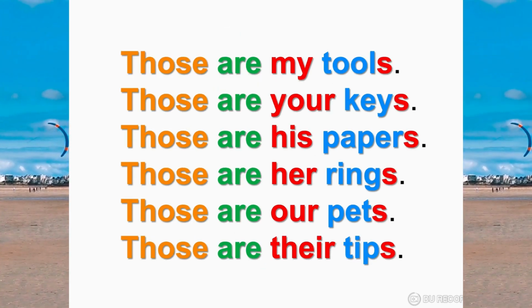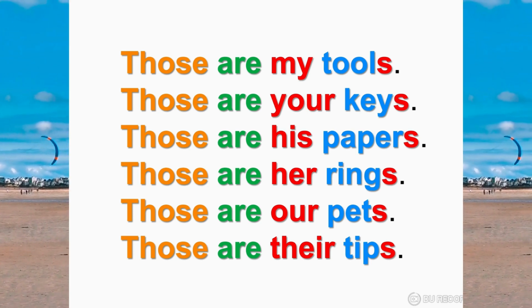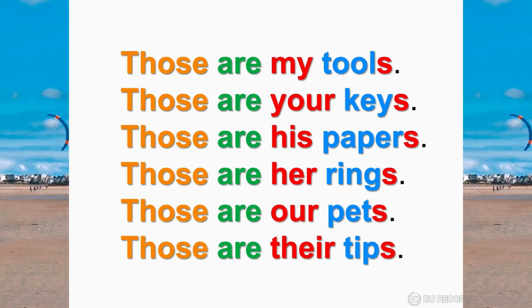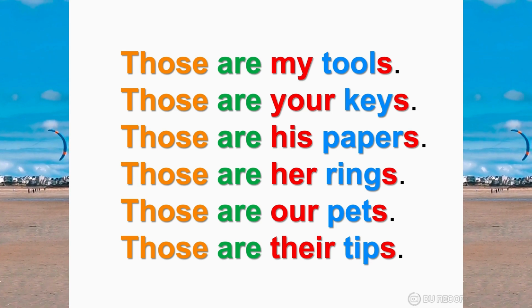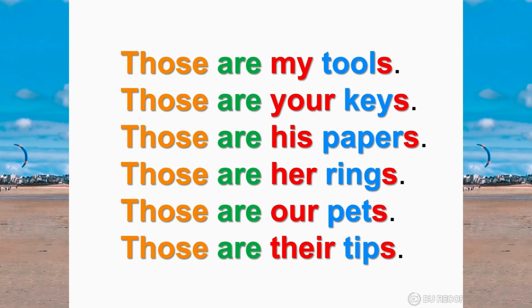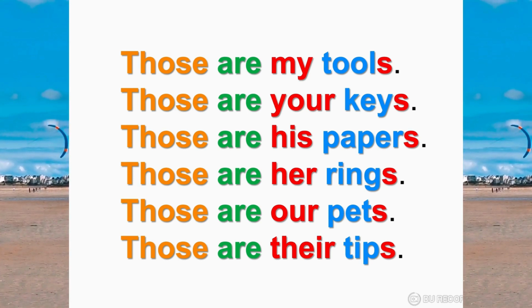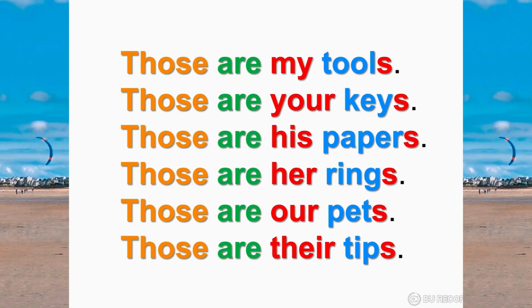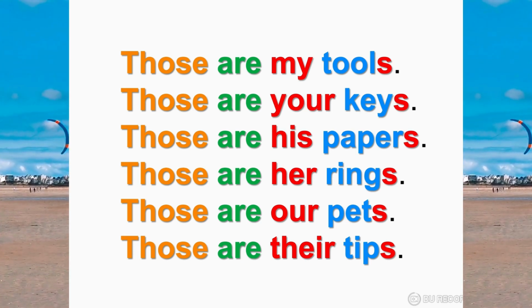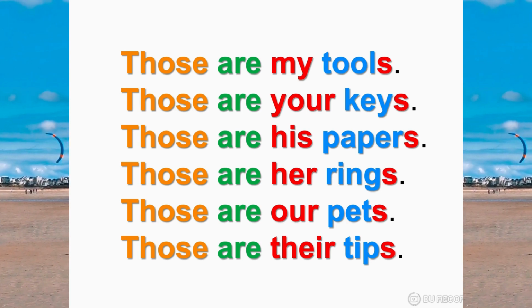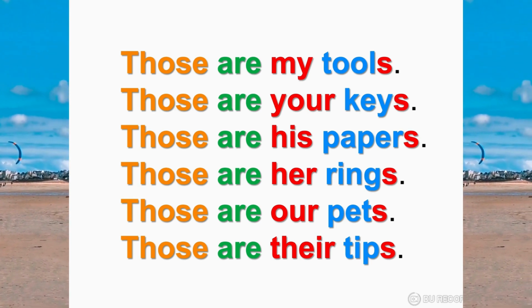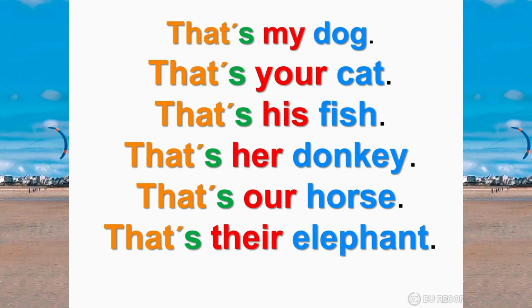Now the plural form. Those are my tools. Those are your keys. Those are his papers. Those are her rings. Those are our pets. Those are their tips. Let's repeat after me. Those are my tools. Those are your keys. Those are his papers. Those are her rings. Those are our pets. Those are their tips. Let's go to the next slide. That's my dog.